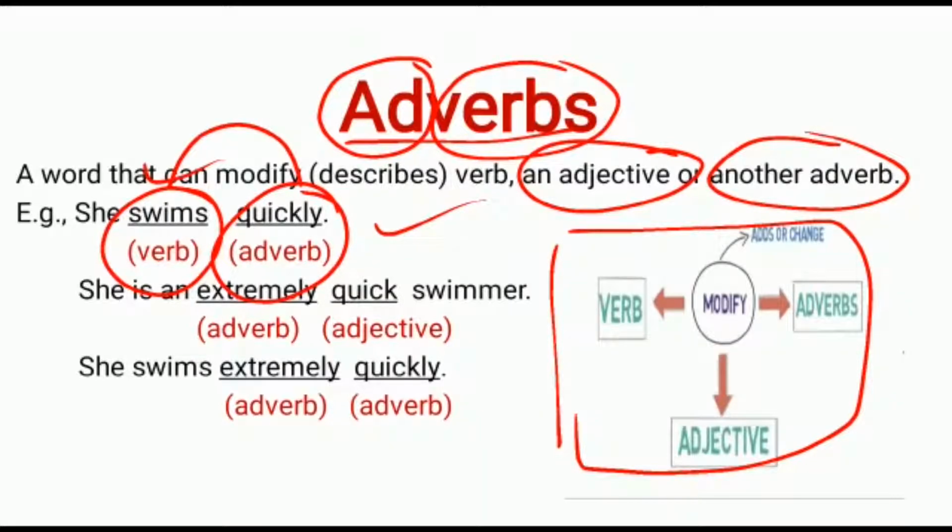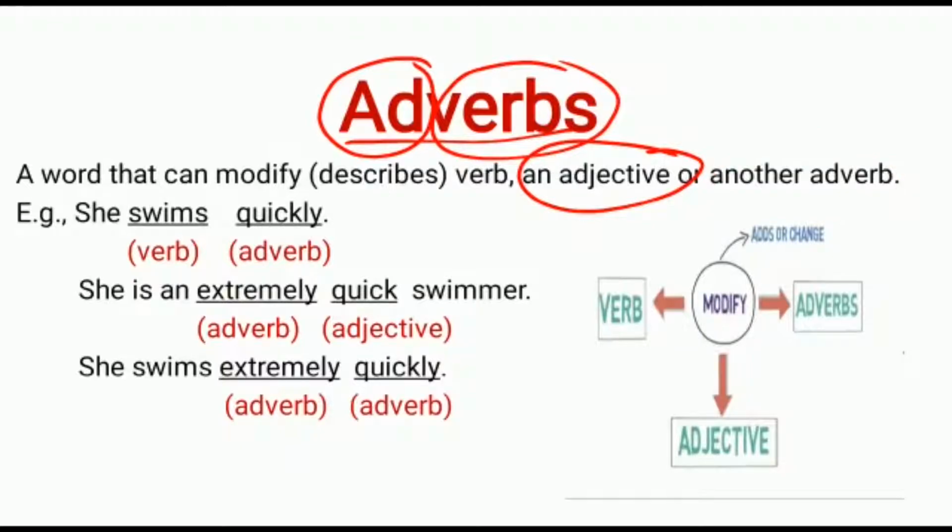Now in the second example, quick is an adjective because it is modifying the noun swimmer. And we have extremely as an extra word which is used here to add more information to our adjective quick. And thus in this sentence, the adverb is modifying an adjective, quick.